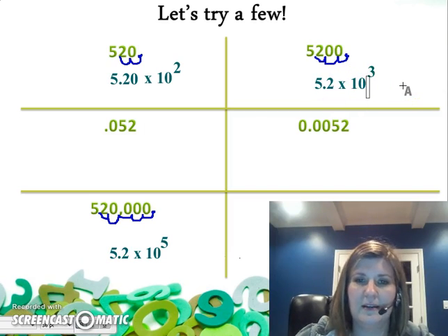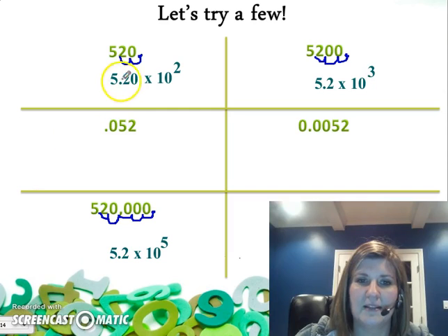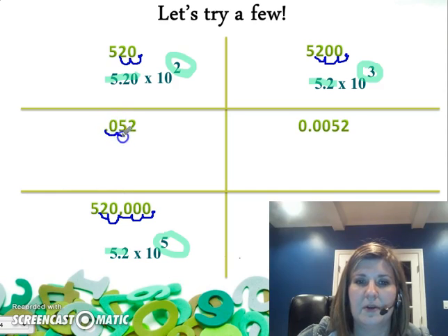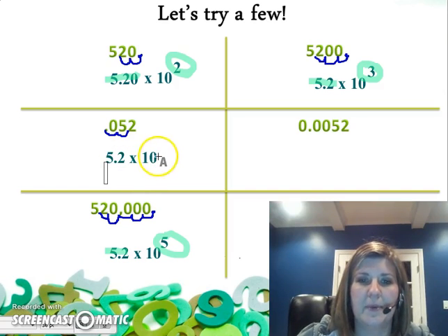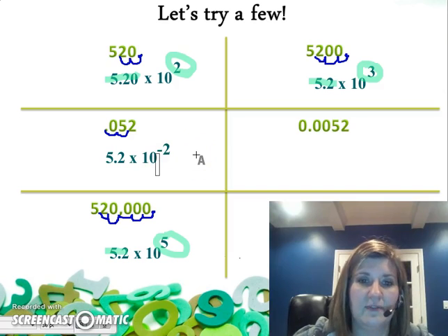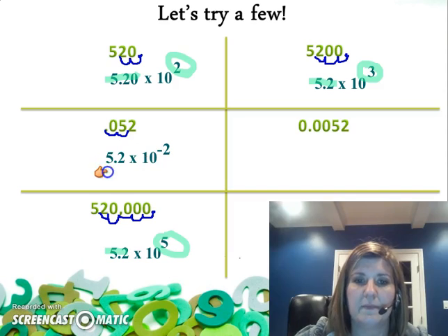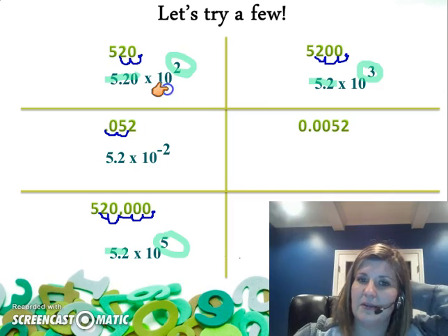Again, are you noticing that each of these numbers ends up the same in scientific notation, except for the exponent? That's what makes them different. It tells us the magnitude, the size of the number. Okay, and one quick example of a decimal: we go 1, 2 places to the right instead of the left. We still get a number of 5.2. We multiply that by 10 to the negative 2. That tells us that it was a number smaller than 1, and is much different, for example, than 5.2 times 10 to the 2.